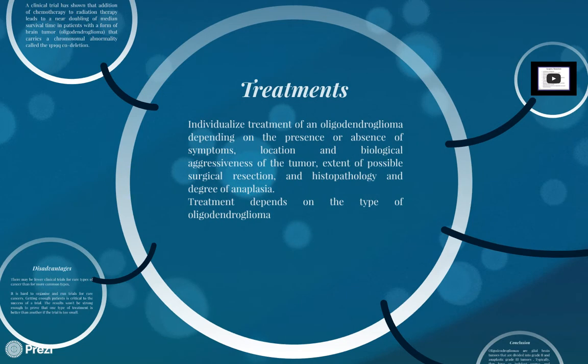Treatments. Individualized treatment of an oligodendroglioma depends on the presence or absence of symptoms, location, and biological aggressiveness of the tumor, extent of possible surgical resection and histopathology, and degree of anaplasia. Treatment depends on the type of oligodendroglioma.